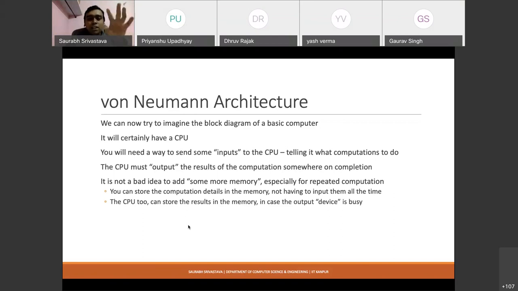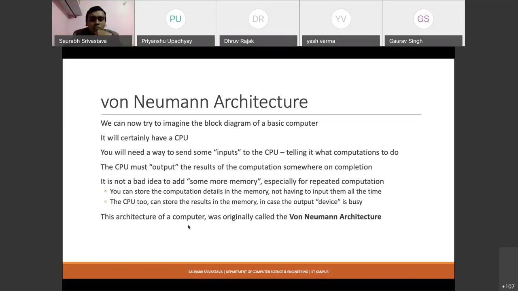So you need some kind of memory, some place where you can actually go and write the inputs for the CPU. And the CPU too, because it will probably be much faster than human beings, even doing the stuff 10,000 times, it will probably do it within a second. So where will it put the output? Whatever is the output of the computations, it can put it at some central place, where you can put the inputs and where the CPU can put the outputs. So we called it memory. Let's say we added memory to the computer. And this architecture of a computer was originally known as the von Neumann architecture.